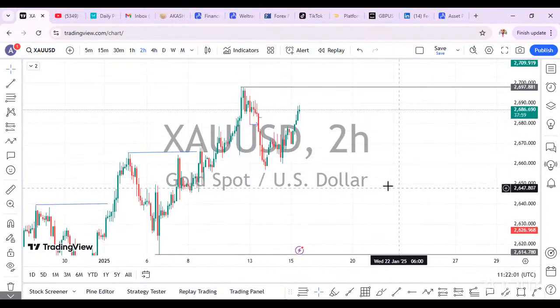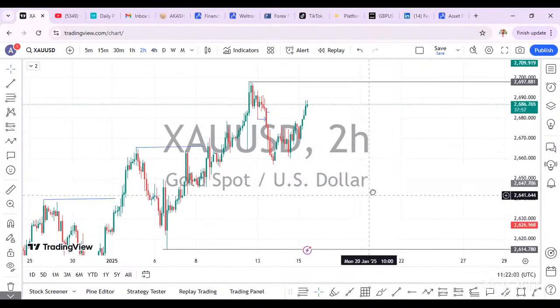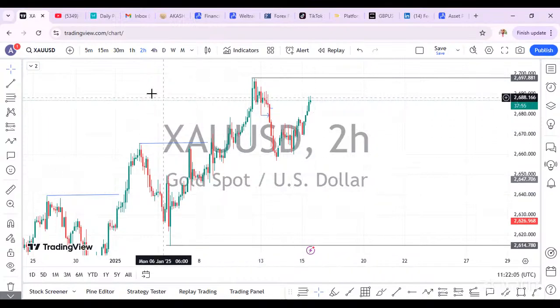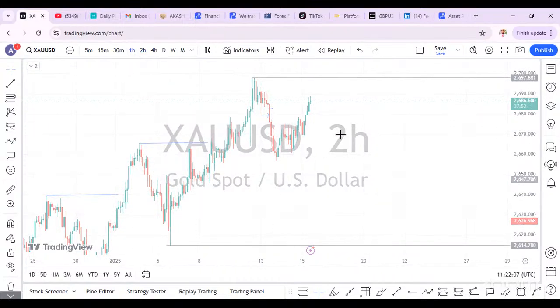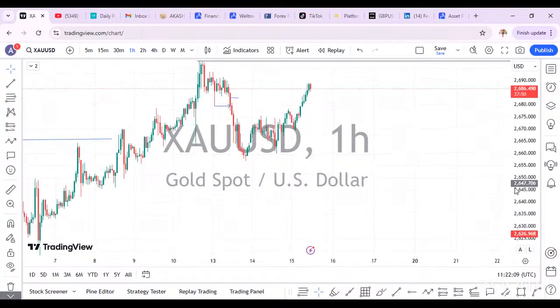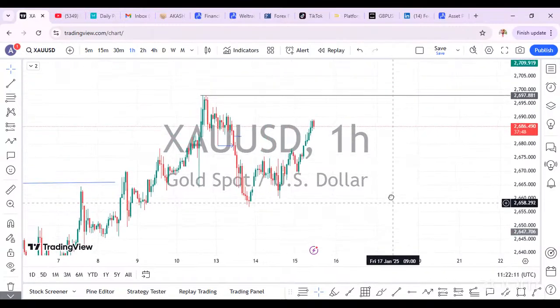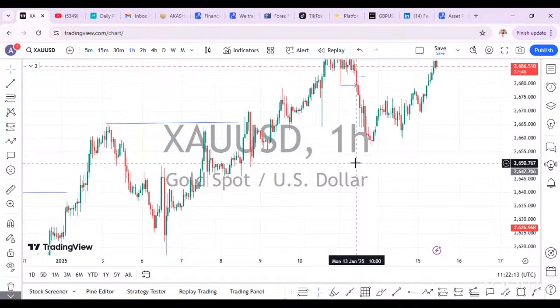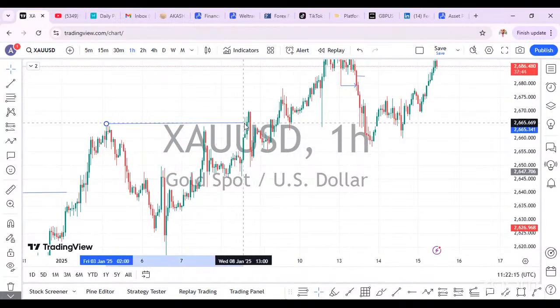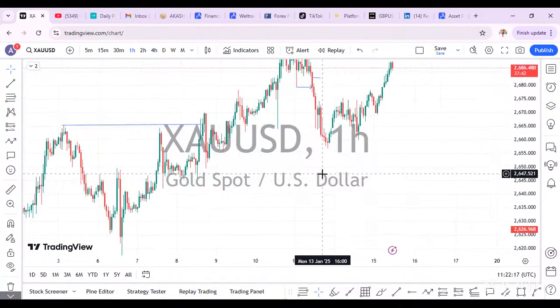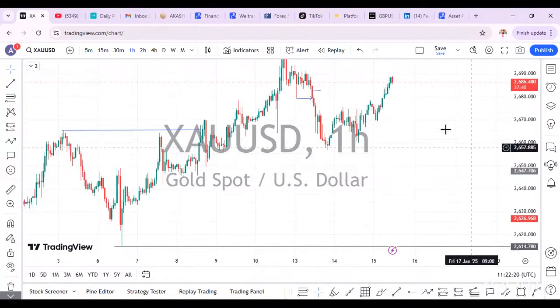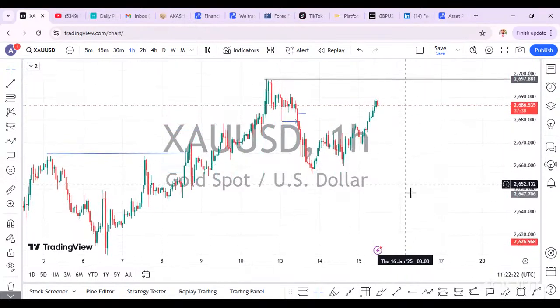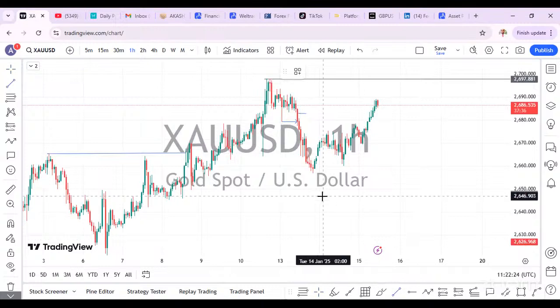So on 2 hours, we are still in the same 1 hour. So 1 hour now, we begin to have price shift. So let's analyze trend on 1 hour. Because this is how you do it. You don't enter the chart and jump straight to 15 minutes.